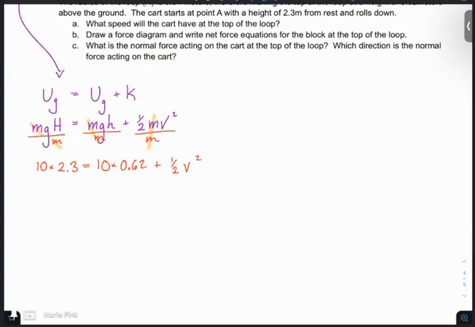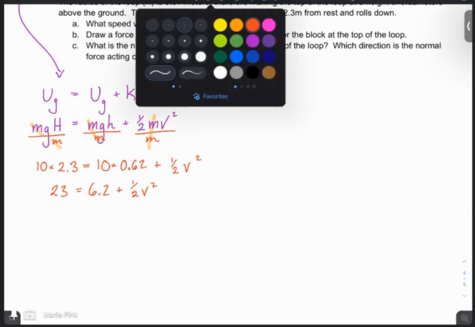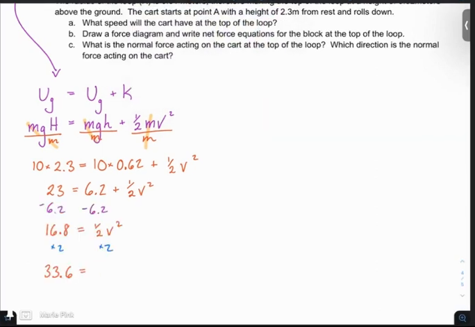All right, so I'm going to go ahead and throw this into a calculator. So I have 23 is equal to 6.2 plus 1/2 v squared. I'm going to subtract the 6.2 to the other side. And then I moved over the 1/2 by multiplying times 2. And then I square root that to get 5.796. And I am going to use those extra numbers right now because I am going to use some of this stuff later on in the problem.